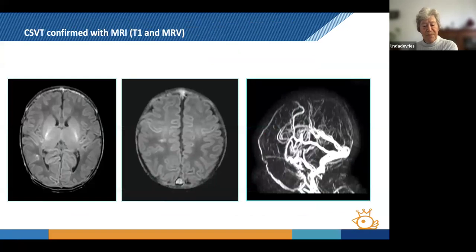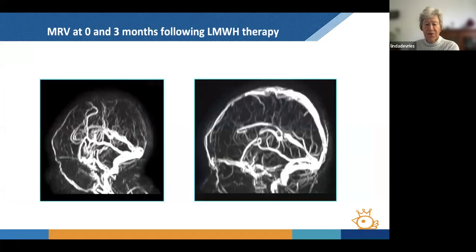And then an MRI was made, and then you really also need your MR venography. And we see that there is no flow as there should be in the superior sagittal sinus, while there is a lot of flow in the other sinuses. So the diagnosis was confirmed, and the baby was anticoagulated with low molecular weight heparin for 3 months, and then the MRI was repeated, and we now see that there's perfect recanalization of the superior sagittal sinus.